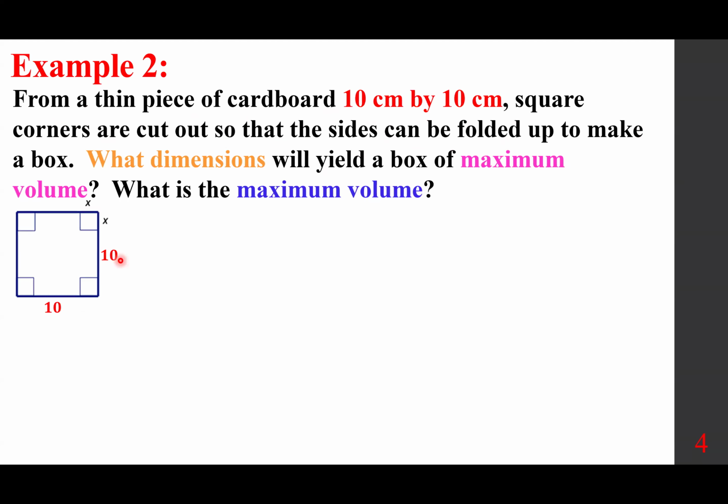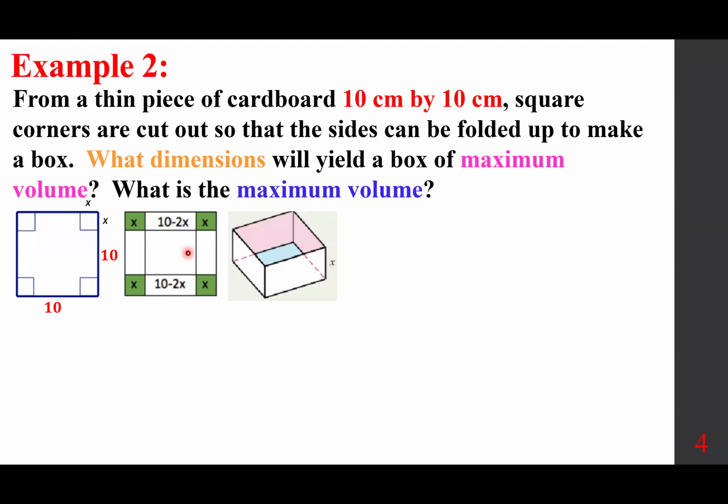So we have a 10 by 10, and we're going to cut x amount from each side, which means this is x, and what remains as the width as well as the length is 10 minus 2x. You fold it up, and you have x here, 10 minus 2x here, and 10 minus 2x here. The objective is to maximize the volume, which for a rectangular solid is length times width times height.